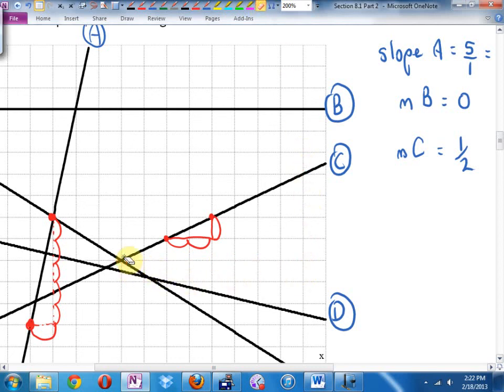Is that okay so far? On your own, find the slope of line D. I'm going to give you one hint. It's downhill. So what is that going to mean? Nope, that's wrong, Mr. Duke.